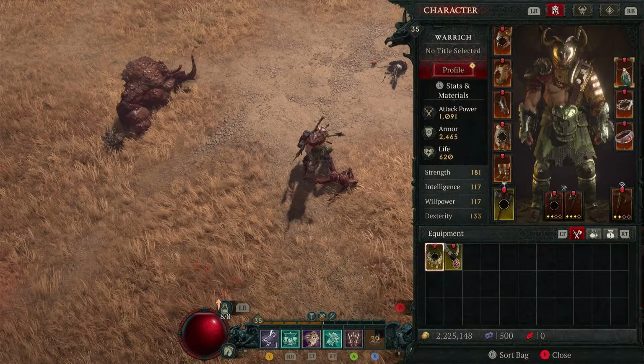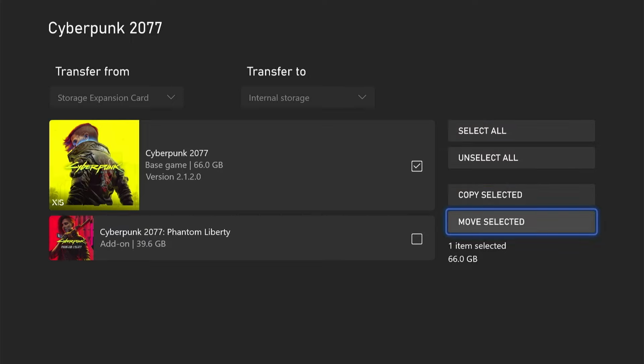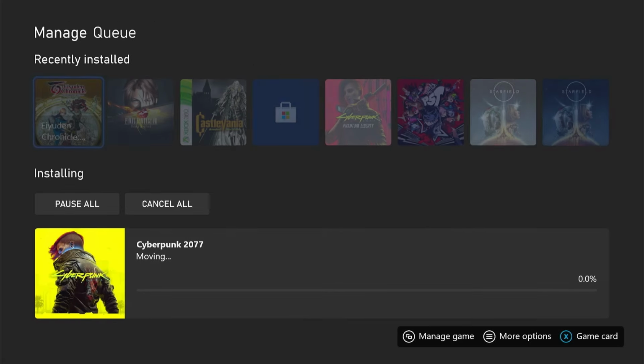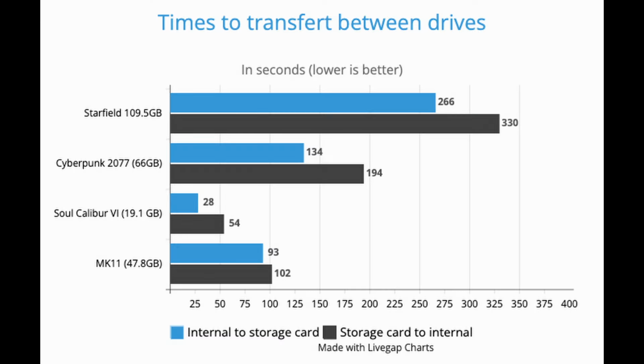Diablo and Cyberpunk 2077 played normally. I could not tell the difference if it was loading from the hard drive or from the internal, which is good. Then I would take a game from the internal hard drive and move it to the storage expansion card. And then I would do the opposite, from the storage expansion card to the internal, while timing it to see if there would be a time difference. We'll look at the performance in a second. So for the transfer between the drives, you could see it's faster writing to the internal than writing to the expansion card.